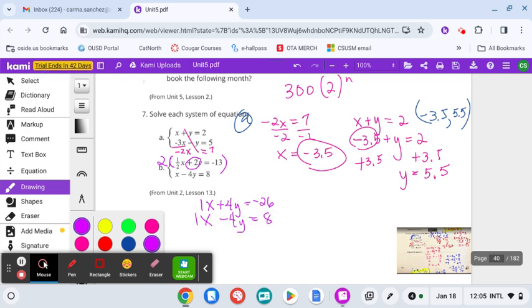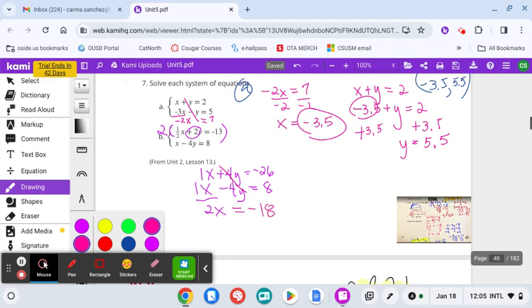1x plus 1x makes 2x. Bye y's, those get eliminated. And negative 26 plus 8, use a calculator if that one confused you, is negative 18. We divide by 2 and get that x is negative 9. That's half my answer. I now plug back into either equation. I'll just pick this one.